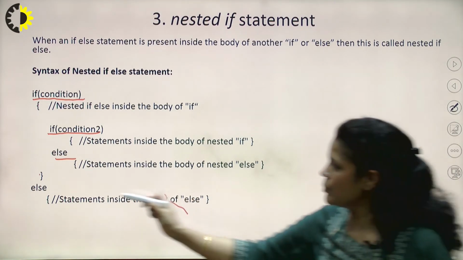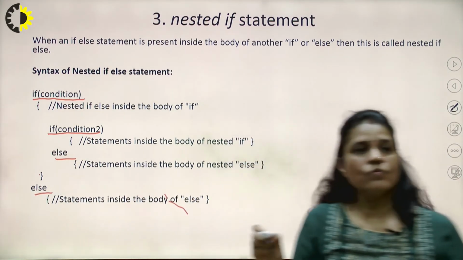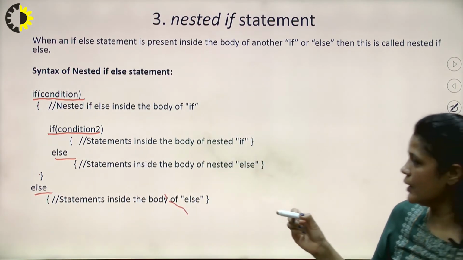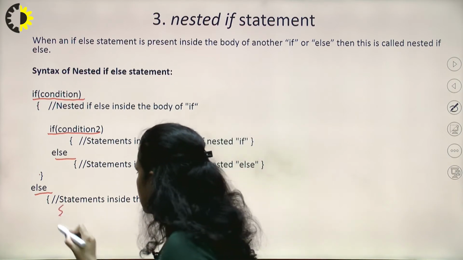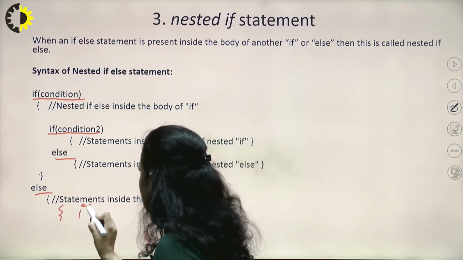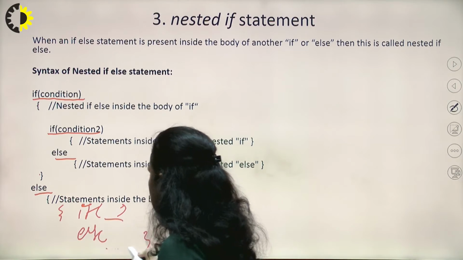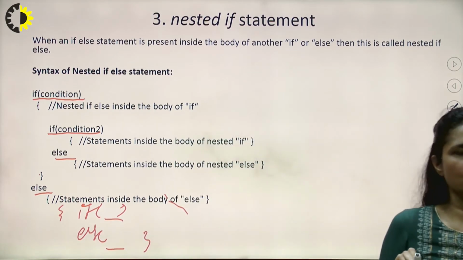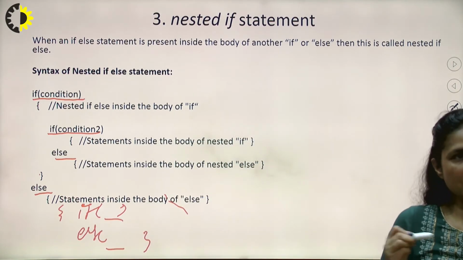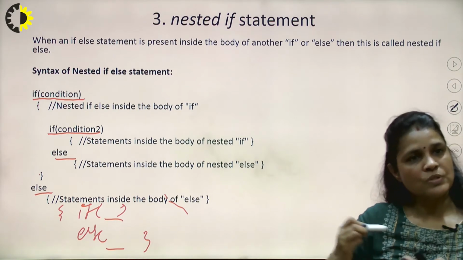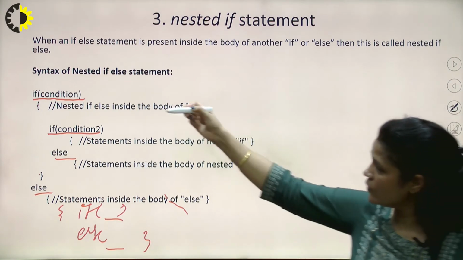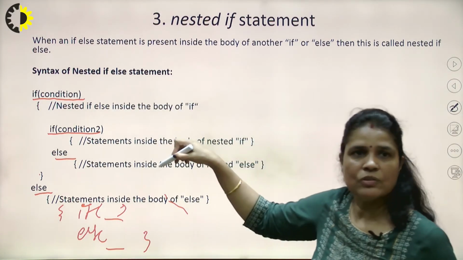That nesting can appear in the else also. We can write one if and else statement here, right? So that can be done. Nesting can be done up to several levels. Here we have taken the nesting of one level.